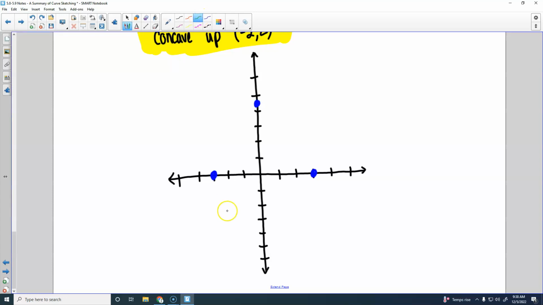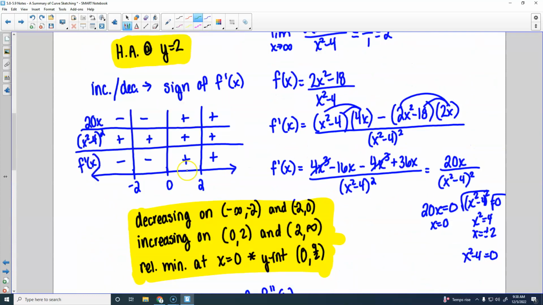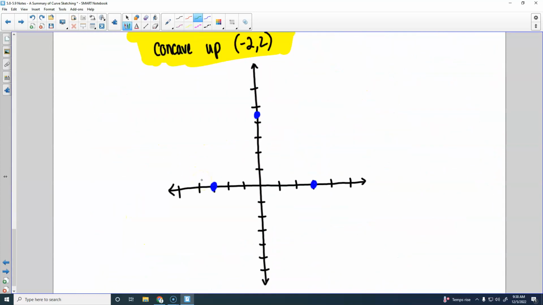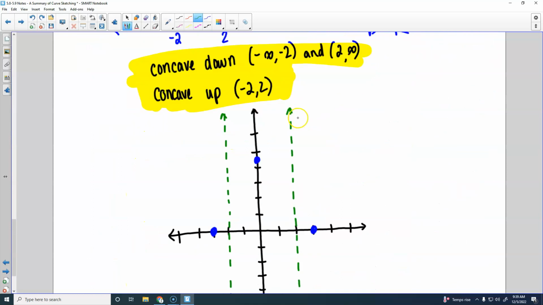This is not part of the graph, so I'm going to draw it with a dotted line. But I had vertical asymptotes at, what was it, 2 and negative 2. So I'm going to draw those with a different color and a dotted line, because that's going to be a barrier to my graph. And another one over here. 2 and negative 2. What was my horizontal asymptote? 2.